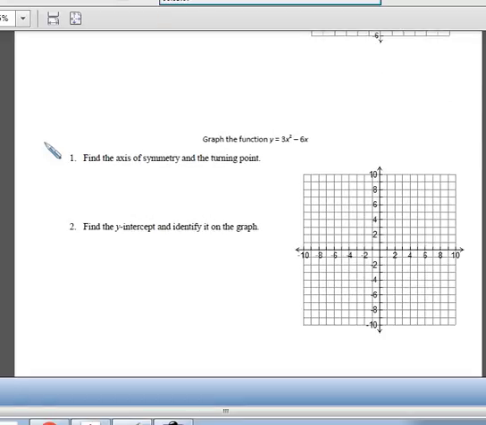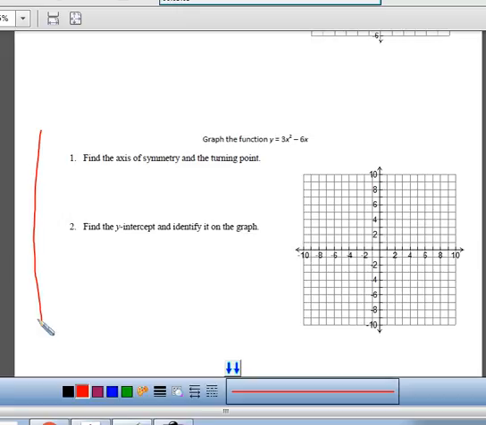Again, set up a table. You're going to find your x and y values. This one I'm going to have you do on your own. We'll see who completes it. Identify your axis of symmetry and your turning point after you plot your graph. Make sure everything looks good.